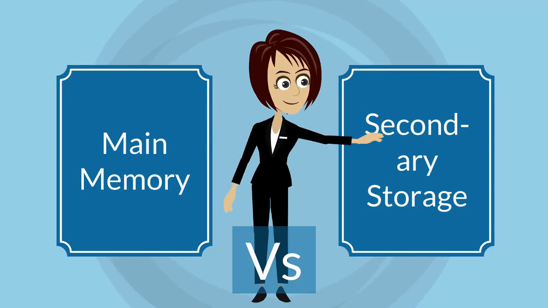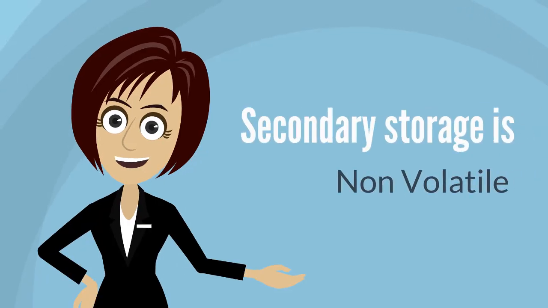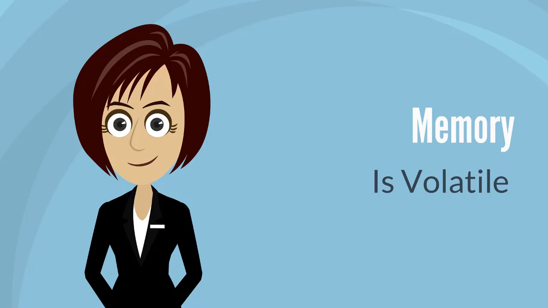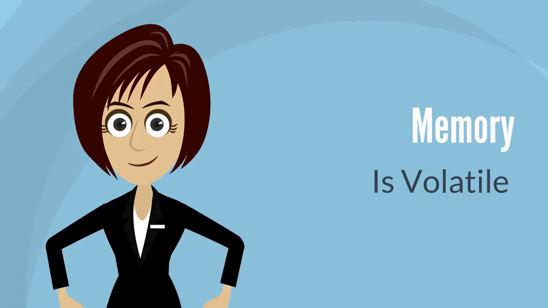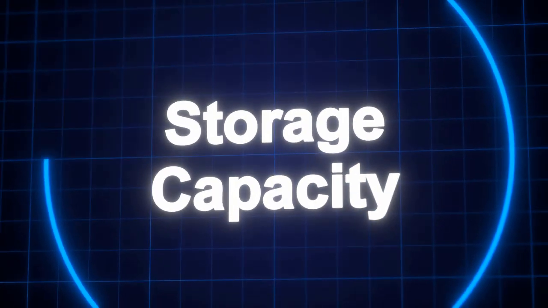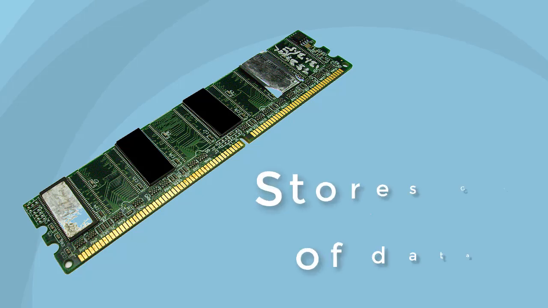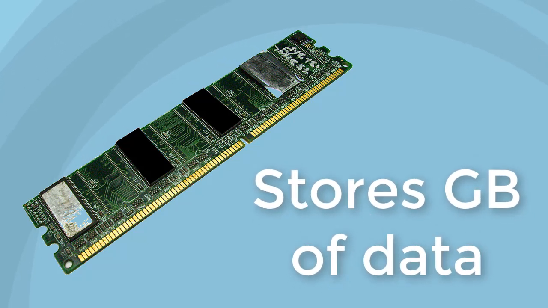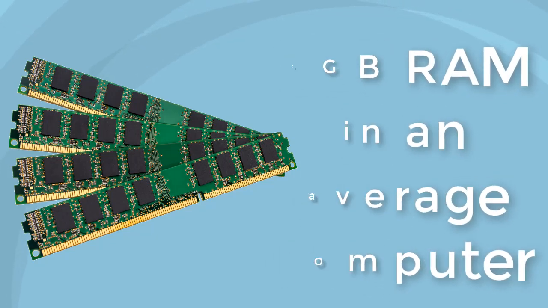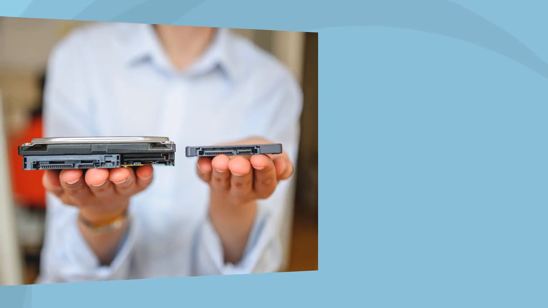In your exam, you might get asked the difference between main memory and secondary storage. Let's look at the differences. The first and probably main difference is that secondary storage is non-volatile, whereas memory, RAM, is volatile. So secondary storage will retain its data even when the power is lost. Another difference is the storage capacity. RAM can commonly store a few gigabytes of data. An average computer will have around 8 gigs of RAM storage, whereas hard disks now store terabytes of data.